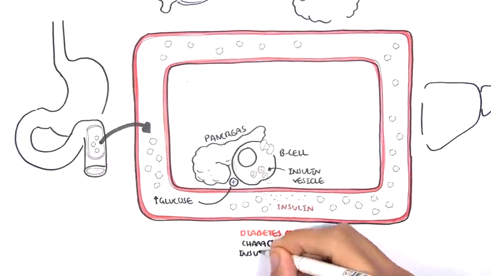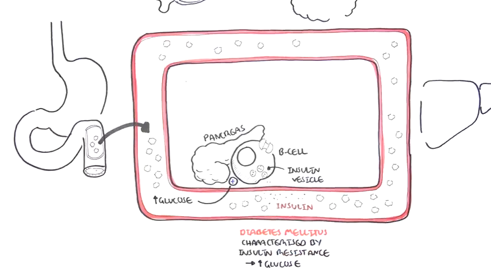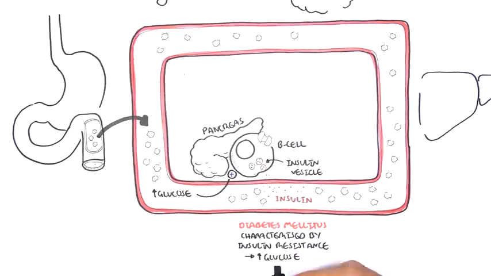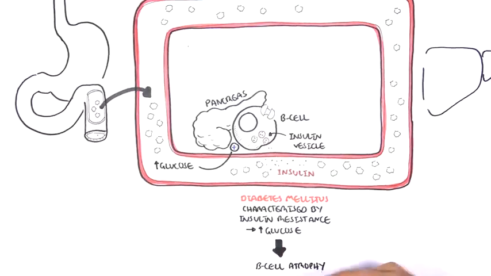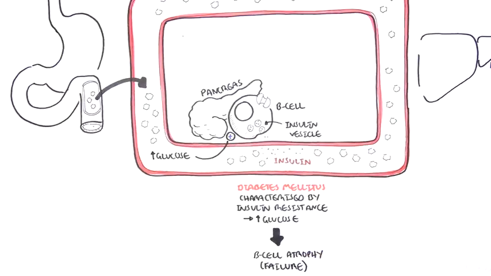Diabetes mellitus is characterized by insulin resistance. So the effects of insulin on body tissues doesn't work properly. So the insulin cannot stimulate glucose uptake to tissues from the blood, and as a result, you have a sort of persistent high blood glucose. Increase in blood glucose with insulin resistance will eventually lead to B cell atrophy, B cell failure, which makes the whole problem a lot worse.